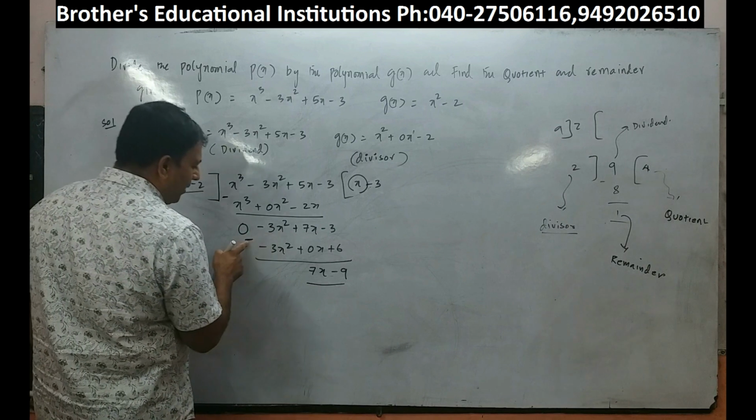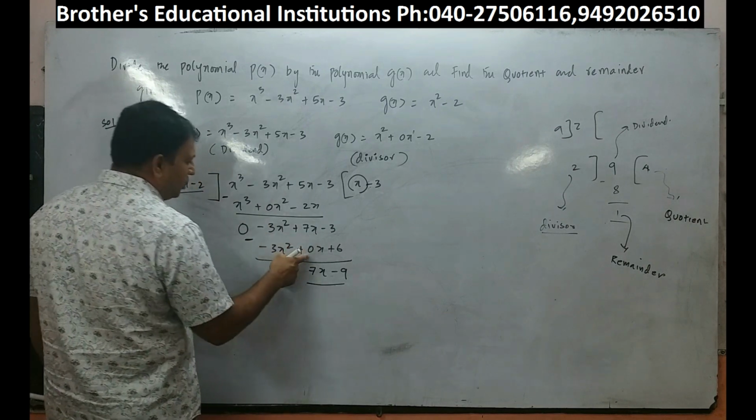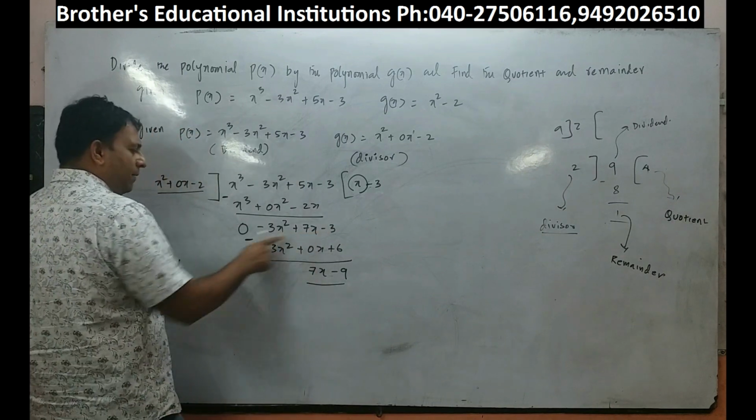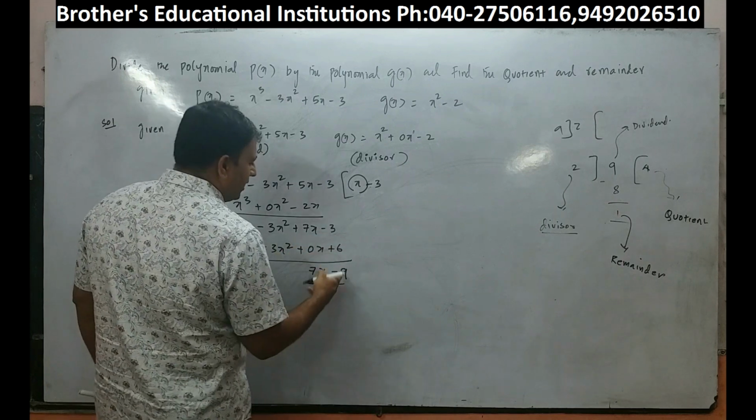3x minus 3x square, minus into minus is plus. So both of them will get cancelled. And 7x minus 0 is 7x. Minus 3 minus into plus, plus will become minus. So minus 3 minus 6 will be minus 9.